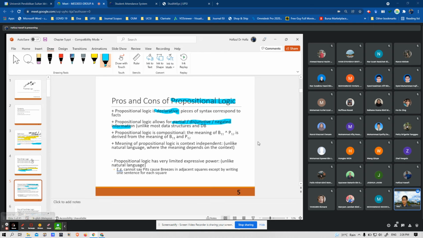Okay, and then propositional logic is compositional. The meaning of B11 conjunction P12 is derived from the meaning of B11 and P12. Okay, compositional. Compositional means that you need to compound the statement.